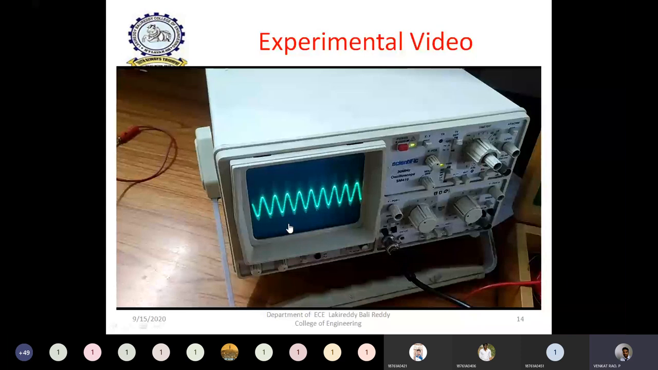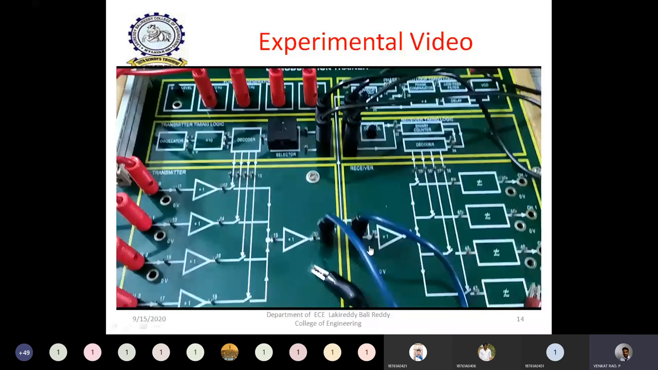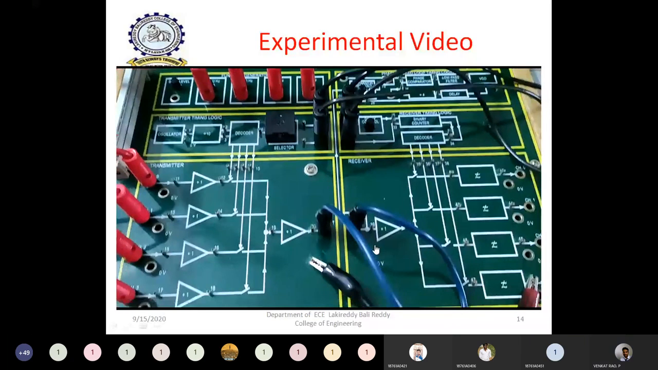So these are the connections, how they are connected, and how you observe the output, and how you observe the demultiplexer output.